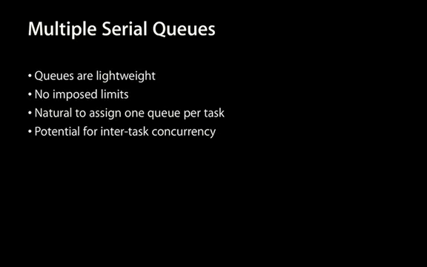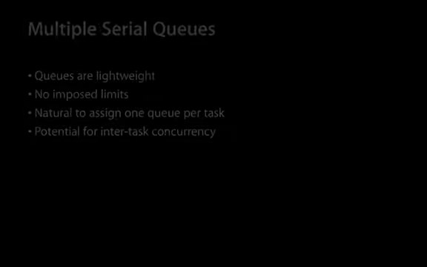Because of that fact, it's very natural to assign one queue per task. So if you have a lot of tasks, well, assign a queue per task and then let them run around independently. And this is how GCD achieves yet more concurrency. Each queue can run around independently, and we have an animation to show that.